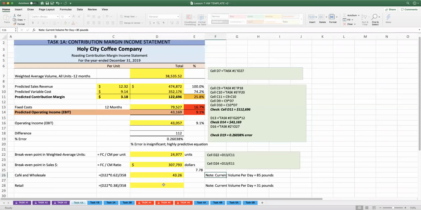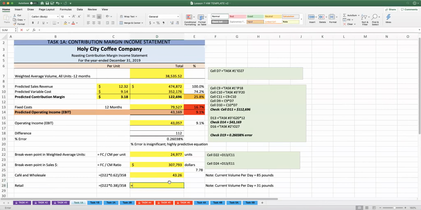Okay, and let's do the retail. So same idea, D22, the number of pounds of coffee to break even times the portion of our business, the sales mix for retail, and then divide that by 358, oops, sorry. And that is telling us we need to sell about 27 pounds and the current volume right now, I'll show you again, is roughly 31.